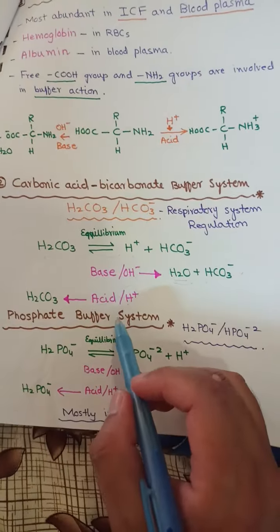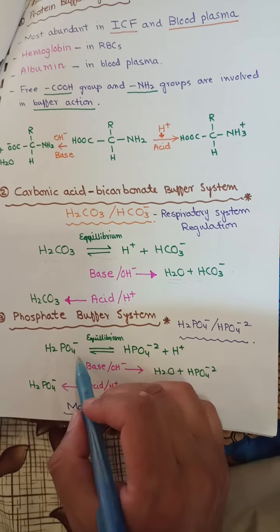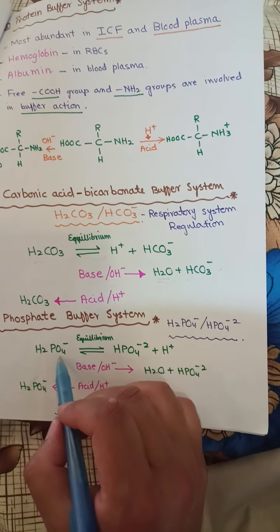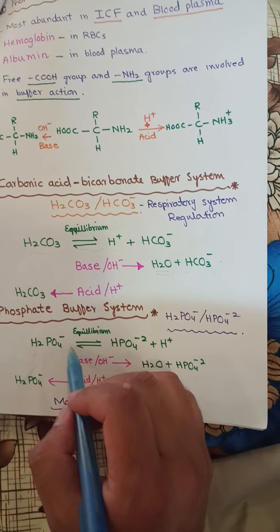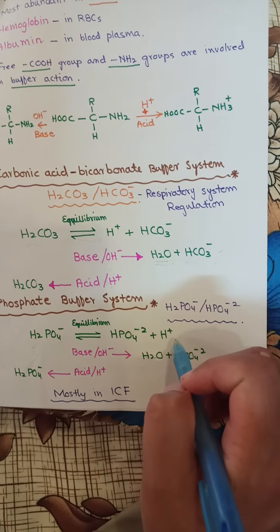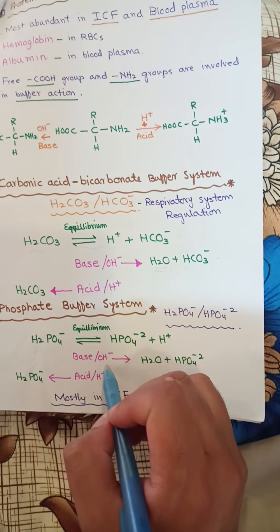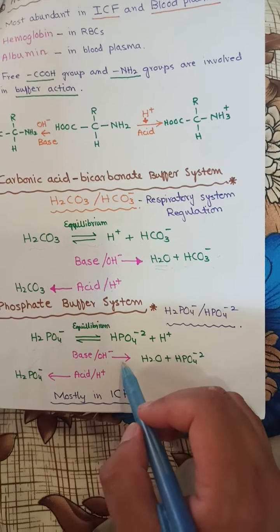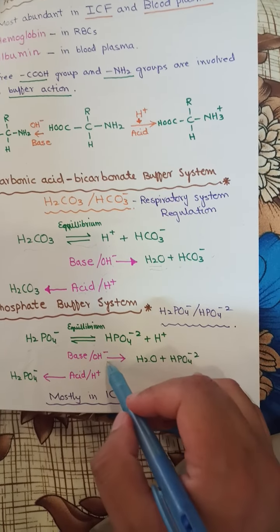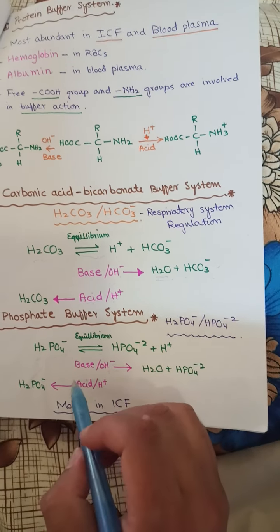Next is the phosphate buffer system. During the phosphate buffer system, here we have a reaction. We have given an example: H2PO4- is converted into HPO4 2- with the release of a hydrogen ion. If this reaction is at equilibrium, when a base is added or hydroxyl ions increase in our body, the reaction will shift towards the right, and the hydroxyl ion reacts with the hydrogen ion, producing water and phosphate ion.